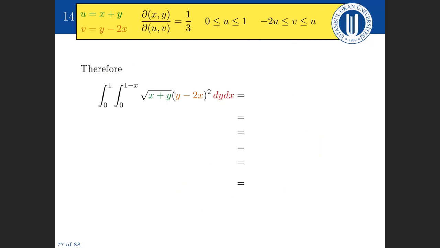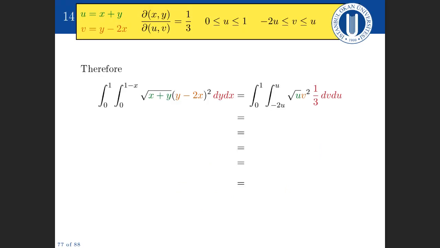Again, important information is in the yellow box at the top. We now have all the information we need to calculate this integral. We're going to do our substitution. Our new limits of integration are u between 0 and 1, v between minus 2u and u. Instead of square root of x plus y, I have square root of u. Instead of y minus 2x squared, I have v squared. And instead of dy dx, I have the absolute value of the Jacobian. Absolute value of a third is just a third, dv du.